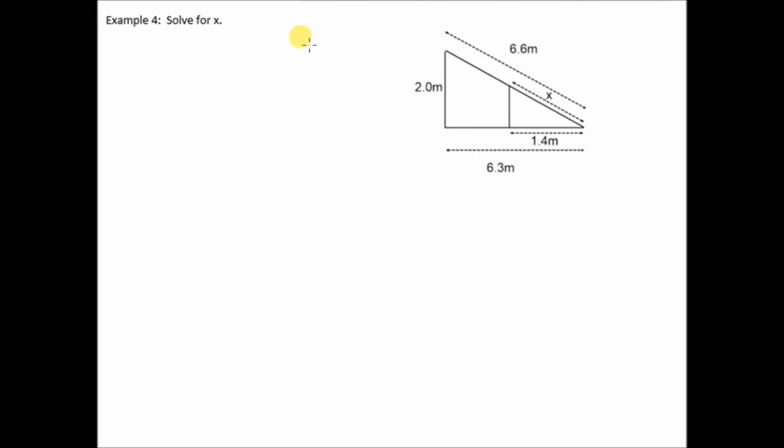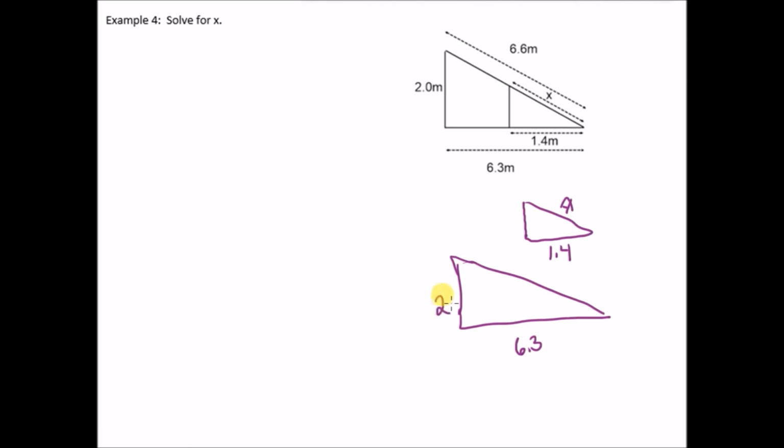Okay, last question, solve for x. Okay, so when I get a triangle like this, I actually like to draw them completely separately. So I'm going to draw this one first. We have 1.4 and we have x, and x is what we have to solve for. Then what we have is the big triangle, which is 6.3, 2 is the height, and then 6.6 is that slant.